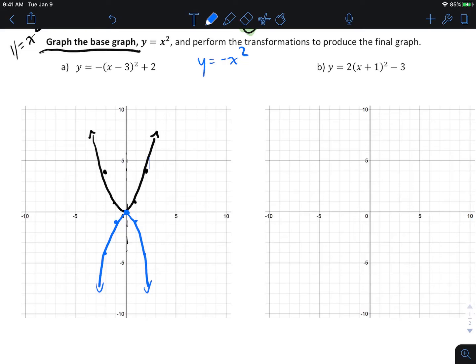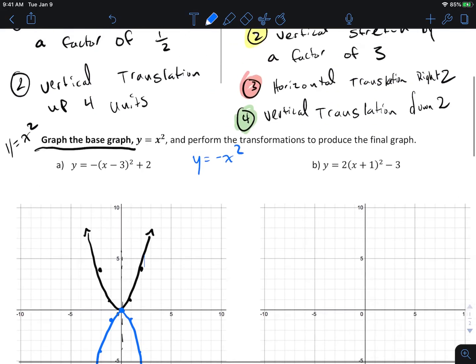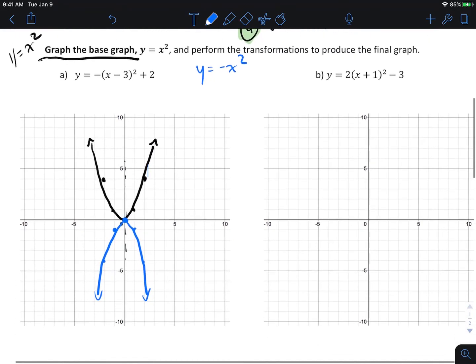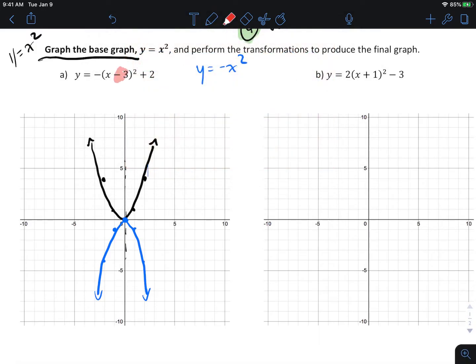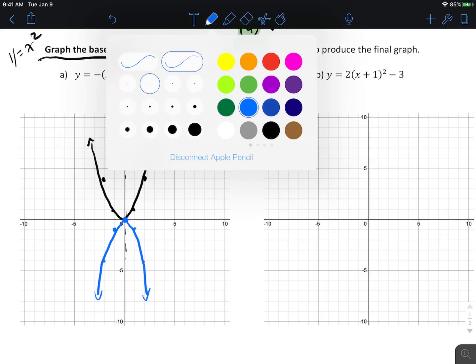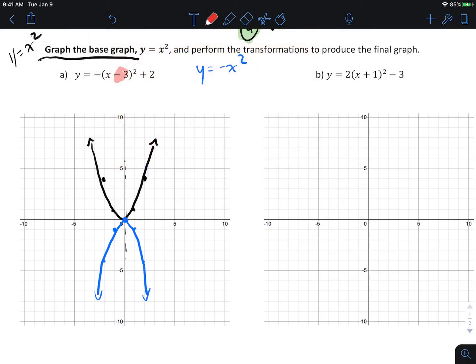And then I go into the inside, and the horizontal movement is going to be in red, right? It's this piece here. It's negative 3 or minus 3 there, so I'm going to move it to the right because it has to be opposite, which means I'm just going to take each of these points and move them right 3. 1, 2, 3. 1, 2, 3. 1, 2, 3. Okay.